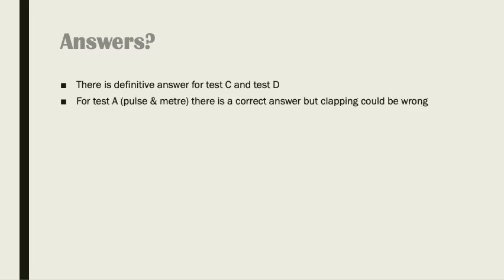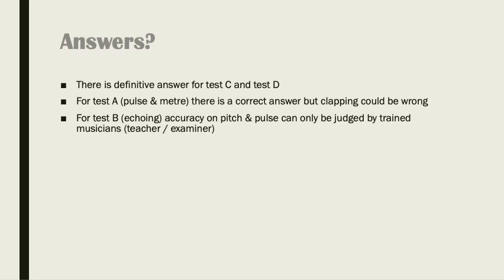Many students wonder if there is a standard answer for the oral test. There is a definitive answer for test C and test D. But for test A, pause and meter, there is a correct answer, but maybe the candidate would get the clapping wrong. For test B, the echoing, the accuracy on pitch and pause can only be judged by a trained musician. It could be the teacher or examiner.